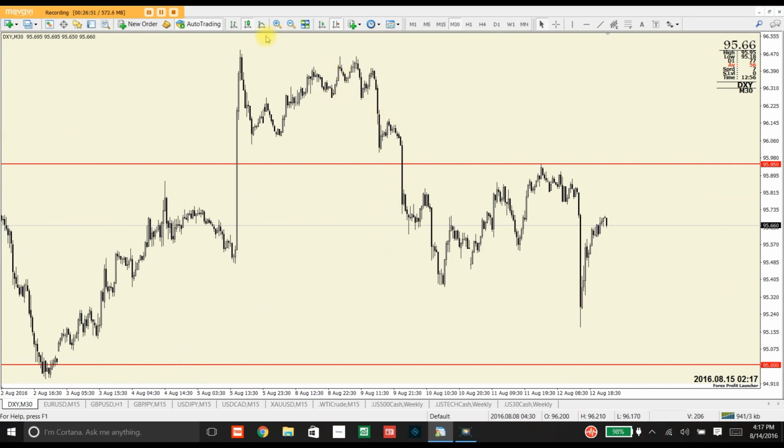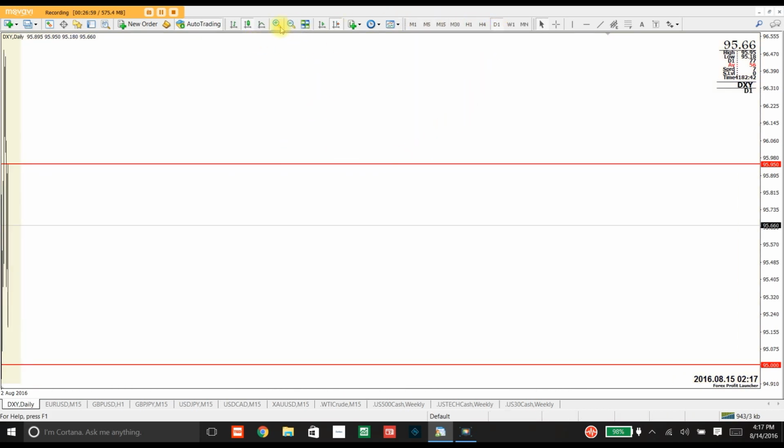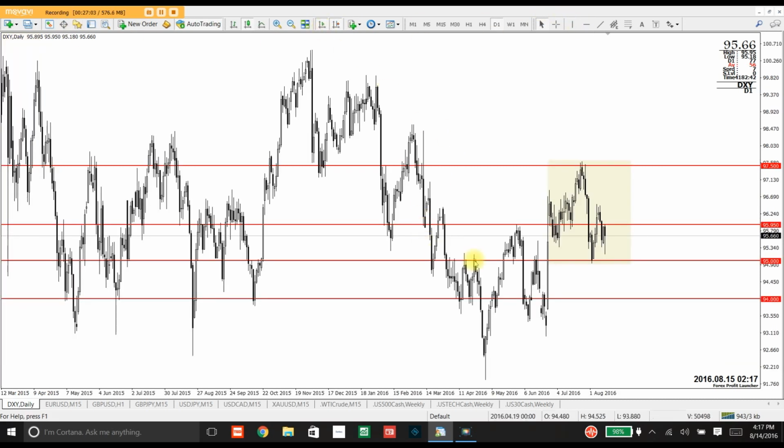So a good thing to start doing is going onto a daily chart and marking major daily support and resistance levels that are near your current price action here. The way you do that is you look for market swing points, turning points in the market where you see a change in direction.